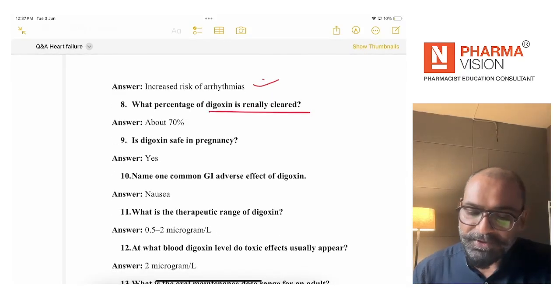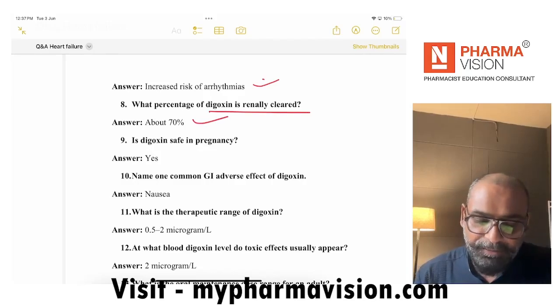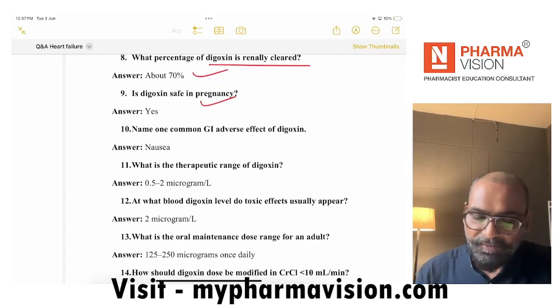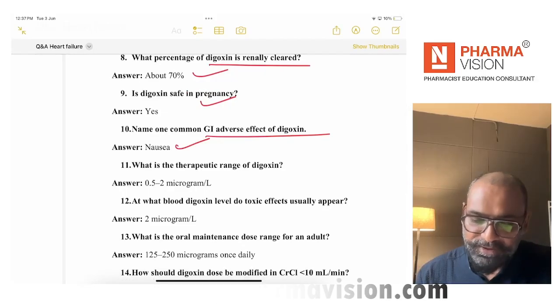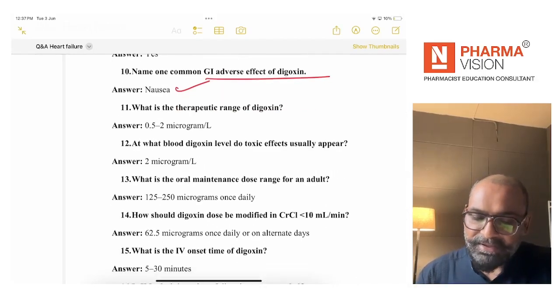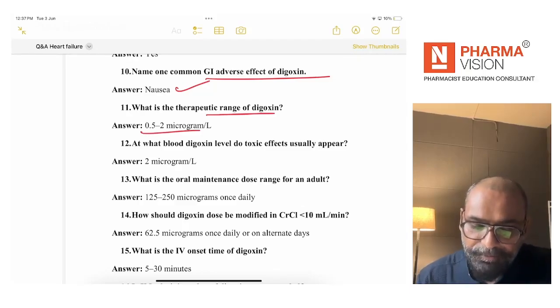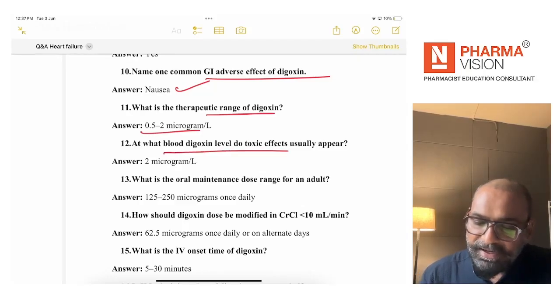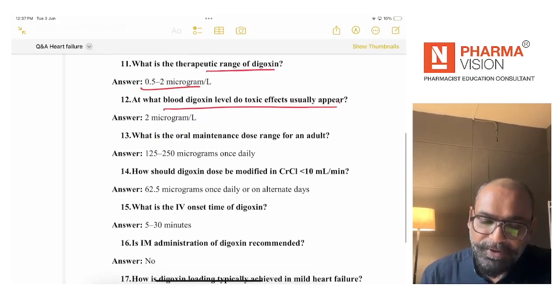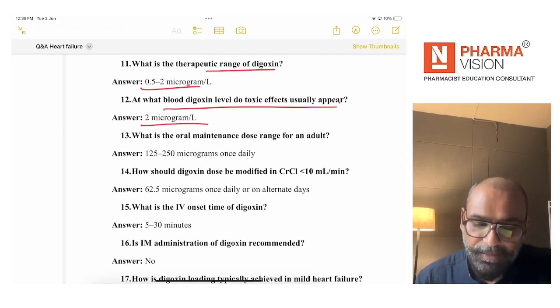What percentage of digoxin is renally cleared? 70%. Is digoxin preferred in pregnancy? Yes. The one common GI side effect, nausea. What is the therapeutic range of digoxin? 0.5 to 2 microgram per liter. Digoxin toxicity usually appears after 2 microgram per liter. These are the very factual based questions.